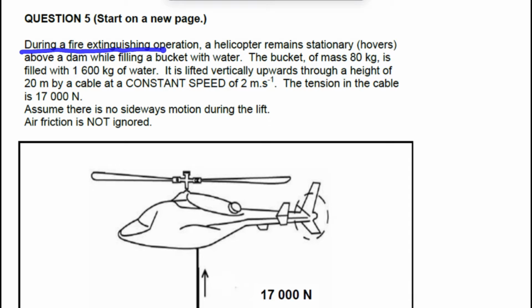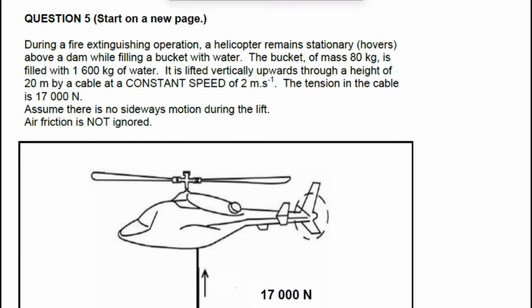During the fire extinguishing operation, a helicopter remains stationary, hovering above a dam, filling a bucket with water. The bucket of mass 80 kg is filled with 1,600 kilograms of water. It is lifted vertically upwards through a height of 20 meters by a cable at a constant velocity of 2 meters per second. Here this helicopter is stationary and it's filling up a bucket of 80 with 1,600, so we must combine that; the mass is going to be 1680.